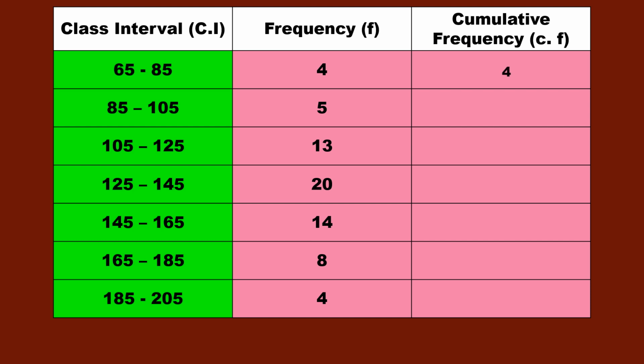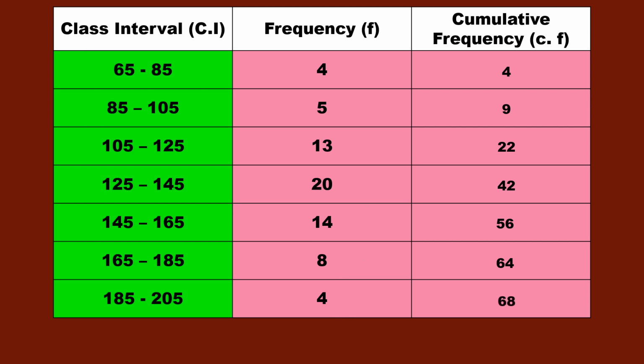The first value is 4. Now add in a zigzag way. 4 plus 5 equals 9. Now 9 plus 13 equals 22. Now 22 plus 20 equals 42. 42 plus 14 equals 56. 56 plus 8 equals 64. 64 plus 4 equals 68.